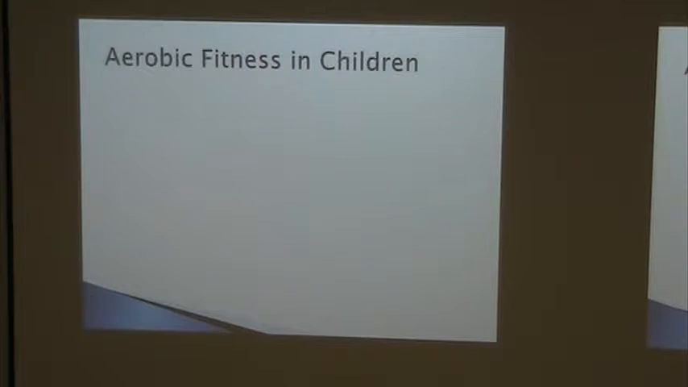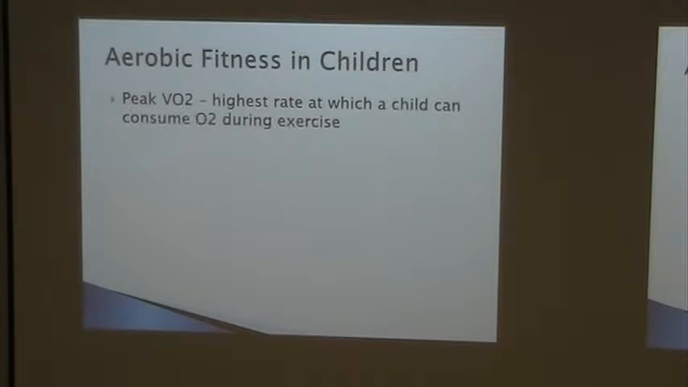Okay. So, looking at their fitness levels, one thing to keep in mind with children that we talked about before is that it's hard to get a max VO2 with children, because in order to get a max VO2, that's to exhaustion, as hard as you could go. Children won't do that. Most of them have a hard time actually pushing themselves to that limit. And so what we tend to talk about with children is peak VO2. Okay, so the highest rate at which a child can consume oxygen during exercise. Just slightly different than a max VO2.